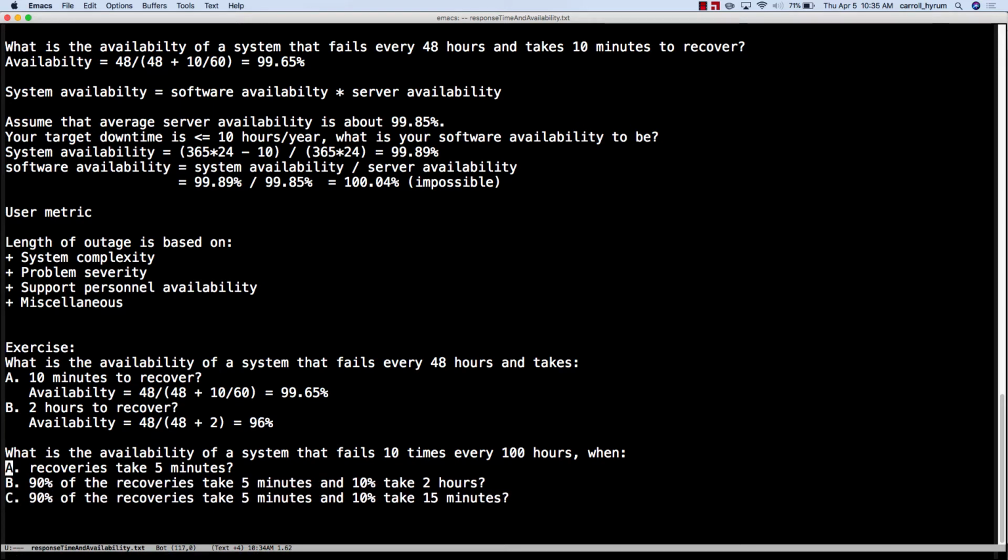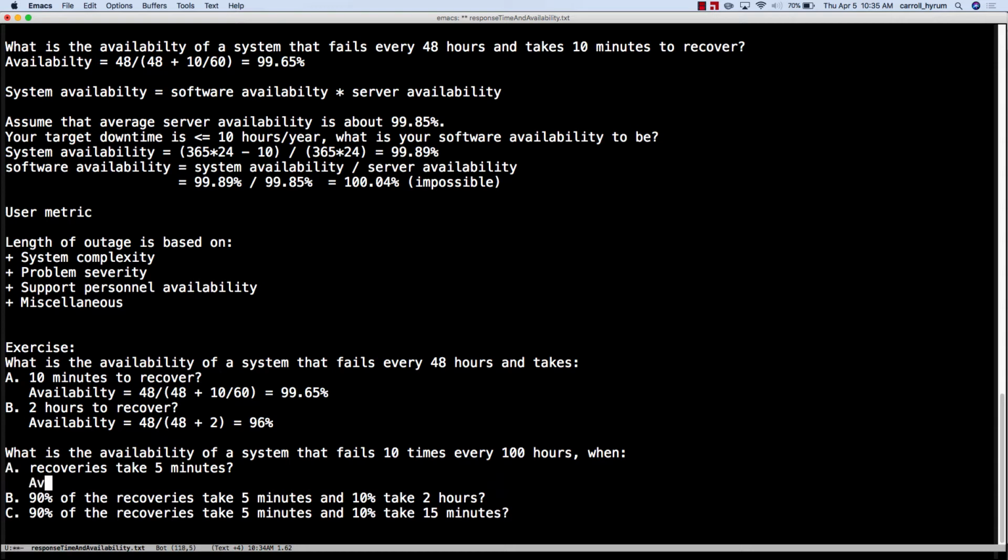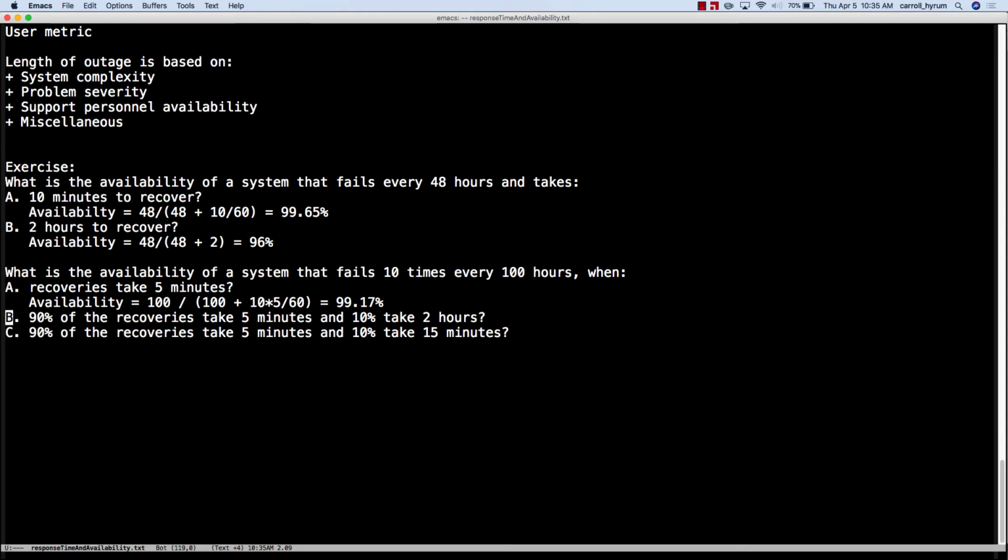Okay, other group, recoveries take 5 minutes. So what was the math here? Availability, so uptime is 100 hours. We're dividing 100 hours by 100 hours plus the downtime. What's the downtime? 10 times 5 minutes, right? And that's 99.17%.